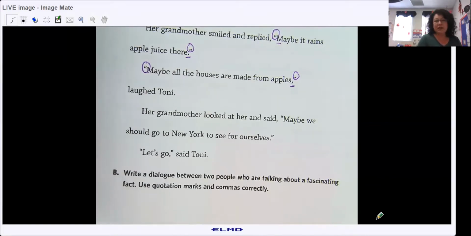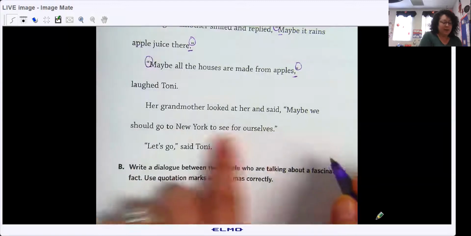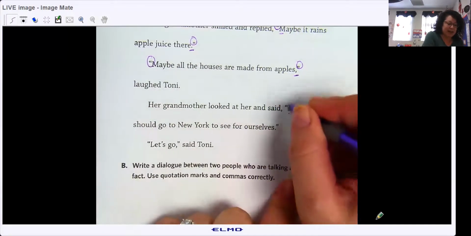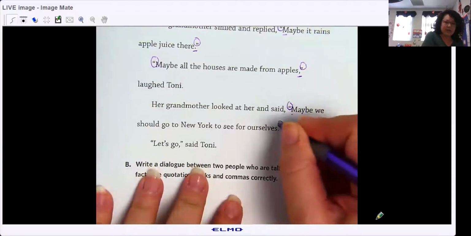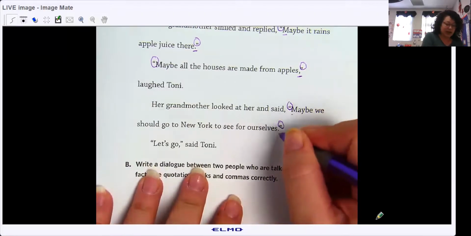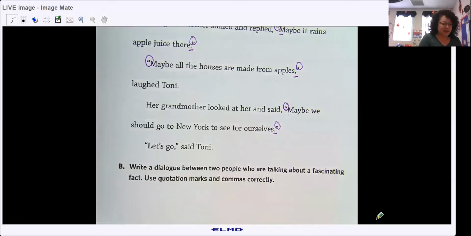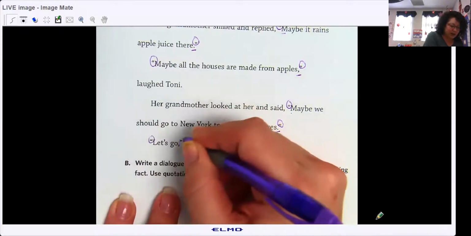Her grandmother looked at her and said, and remember, when it's in the front, the beginning of the sentence, that next letter is capitalized. Circling our quotation marks, and then she's done talking, so she gets a period. "Let's go," said Tony. Oh, I didn't read that one. Her grandmother looked at her and said, "Maybe we should go to New York to see for ourselves." "Let's go," said Tony. Circling our quotation marks.